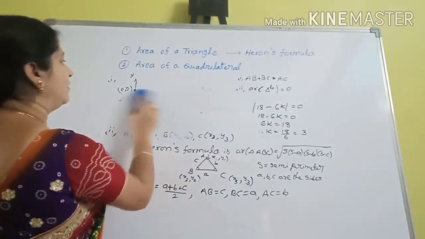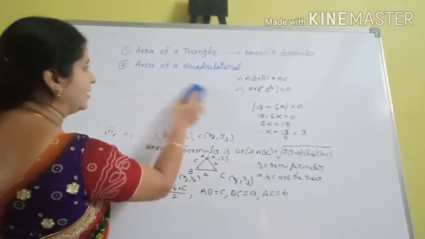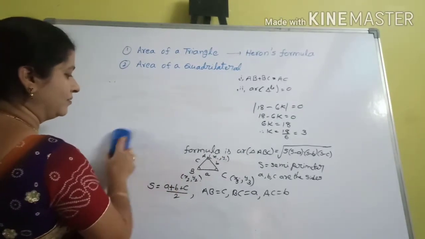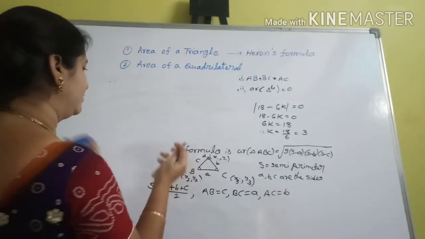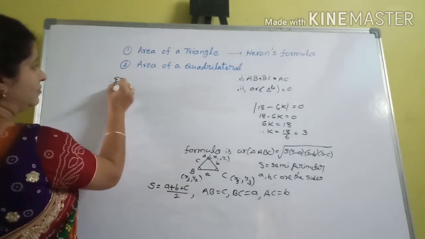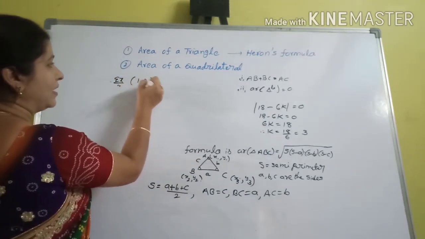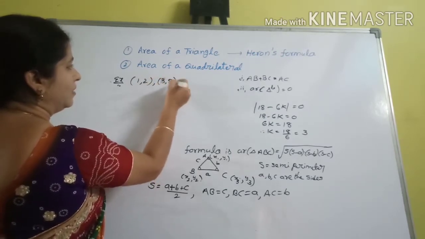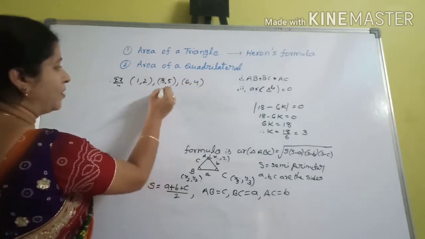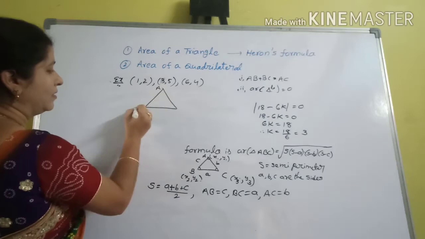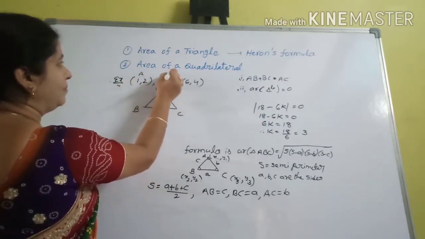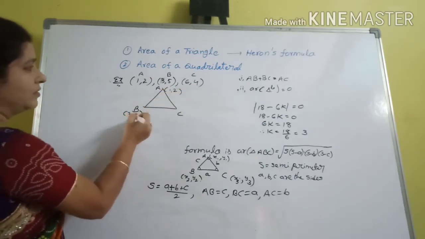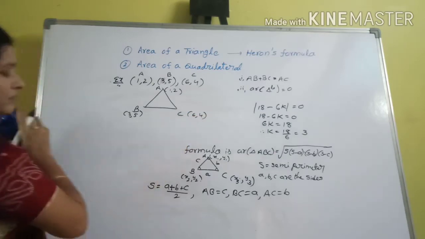So if 3 points are given, how can you find the area of a triangle? By using Heron's formula. For example, 3 points are like this: (1, 2), (3, 5) and (6, 4). These are the 3 points of a triangle ABC. So here A (1, 2), B (3, 5) and C (6, 4).